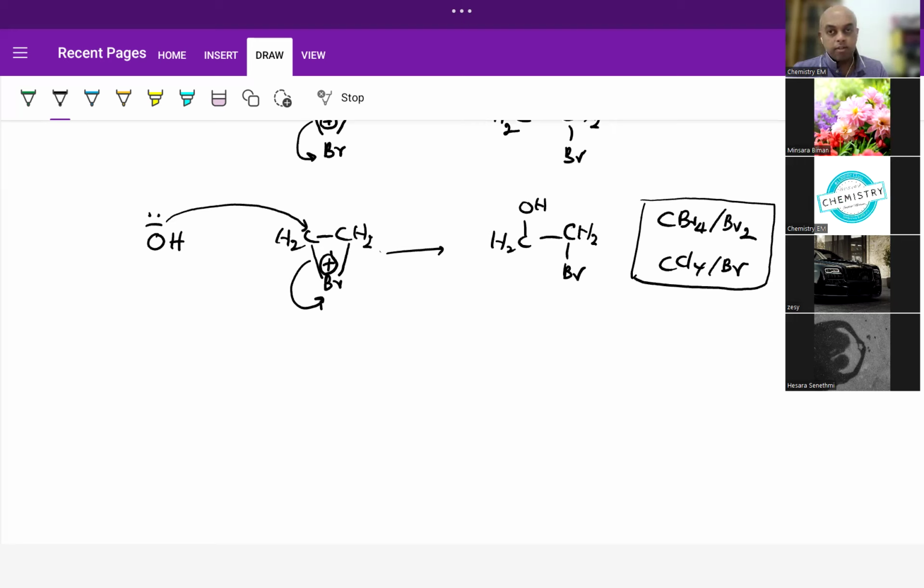CBr4 is a solid? Good question. CCl4 is also solid. CBr4 is also solid, but both of them can be converted into liquids. Therefore, CBr4 has to be used in liquid form in this reaction.